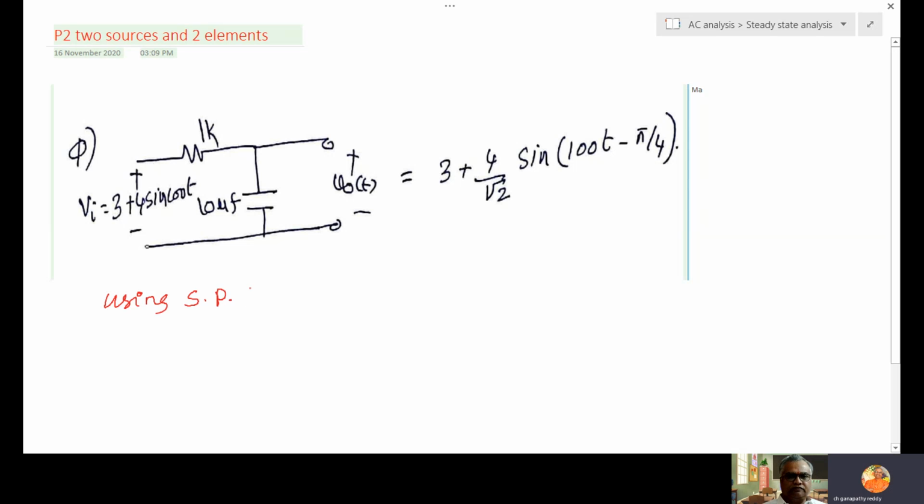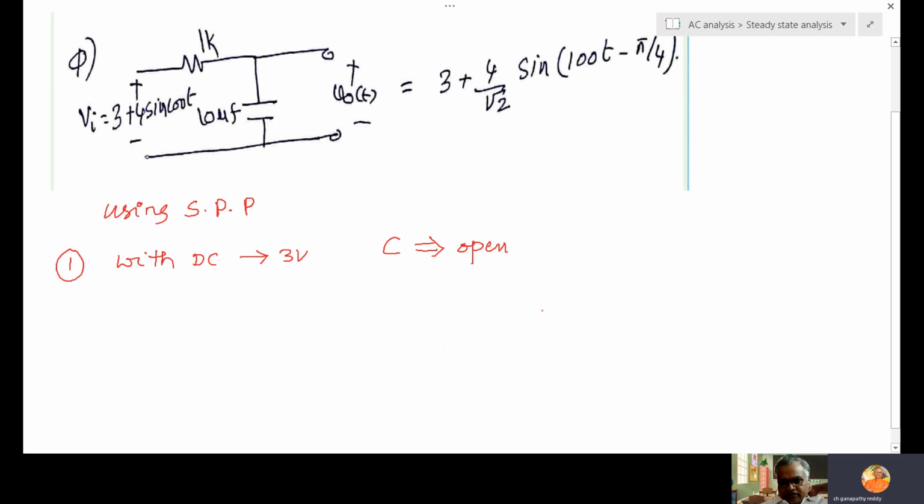first we have to take DC, with DC voltage of 3 volts. For DC, the capacitor simply behaves like an open circuit. For DC, capacitor open, and if it is an inductor, it is short. These things we understand in transient analysis, why open, why short. For now, just remember, for DC capacitor open.